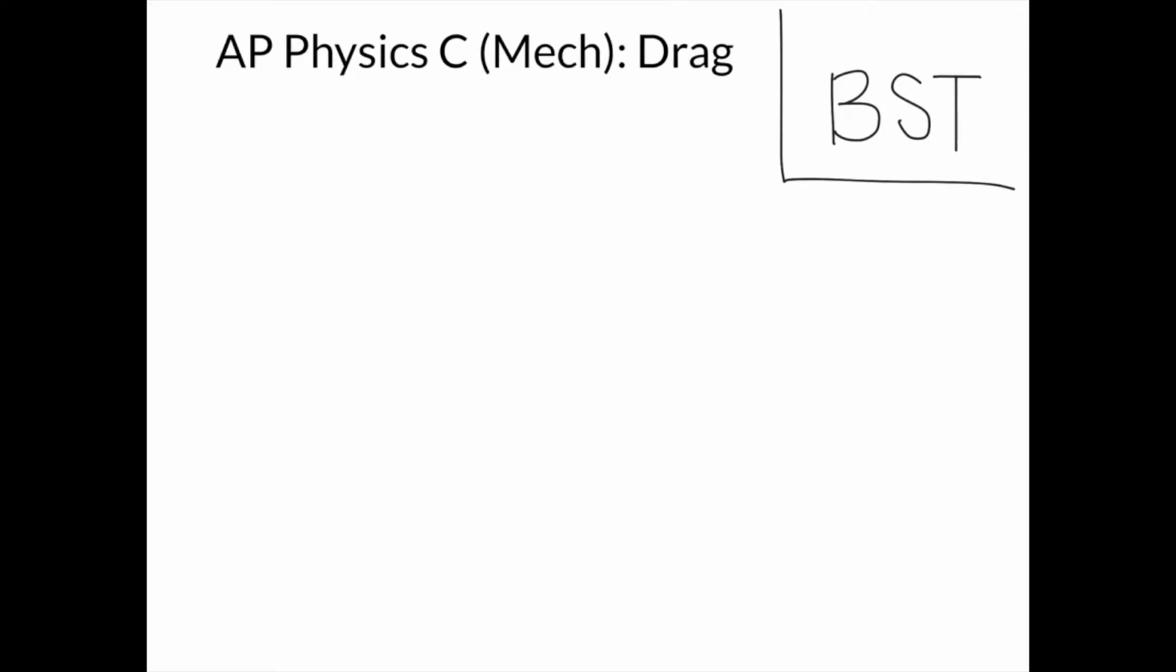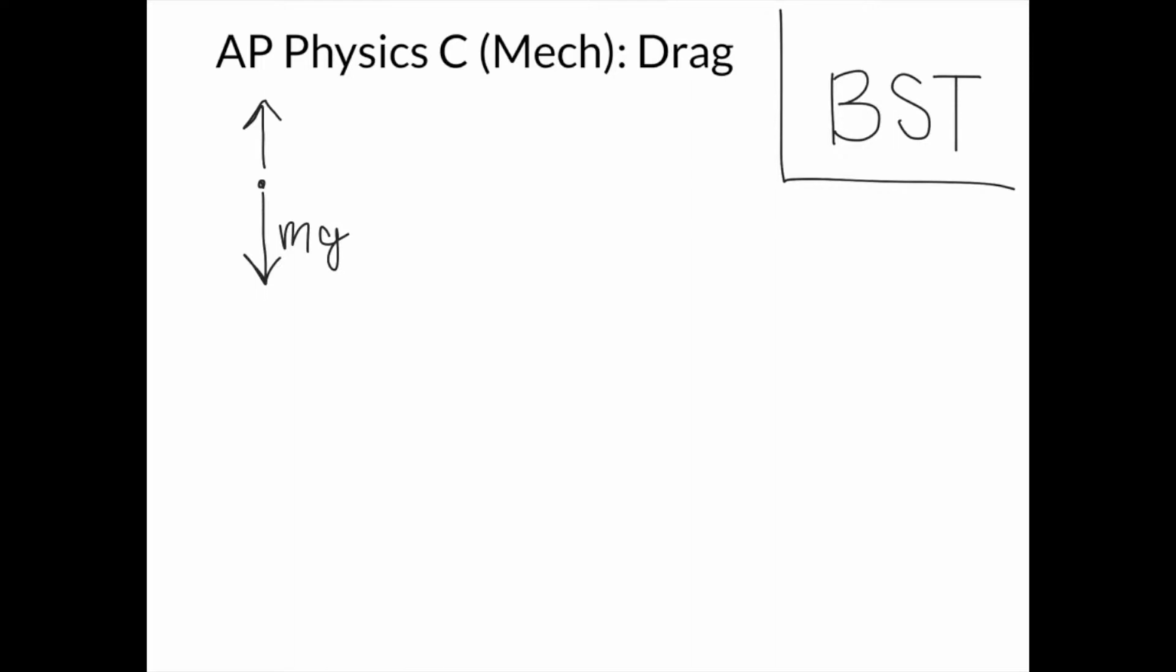A common case would be if we have an object falling in the air. Air is a gas, so it is also a fluid. We have an object falling down with this force due to gravity, mg. We also have a drag force, which resists its motion.